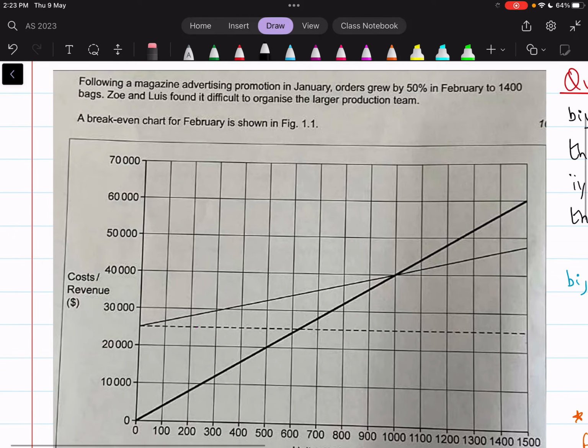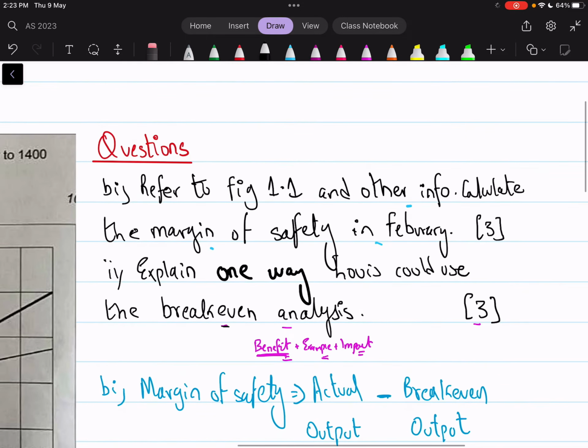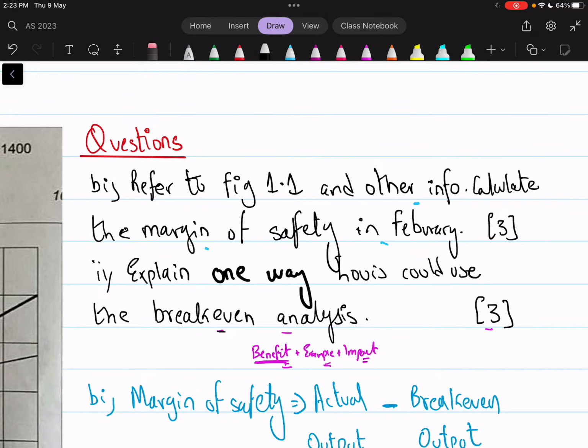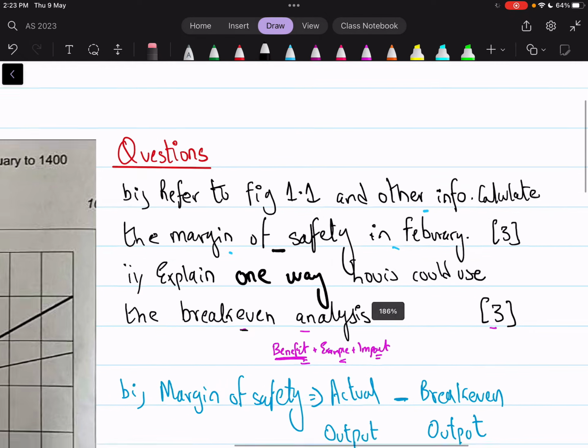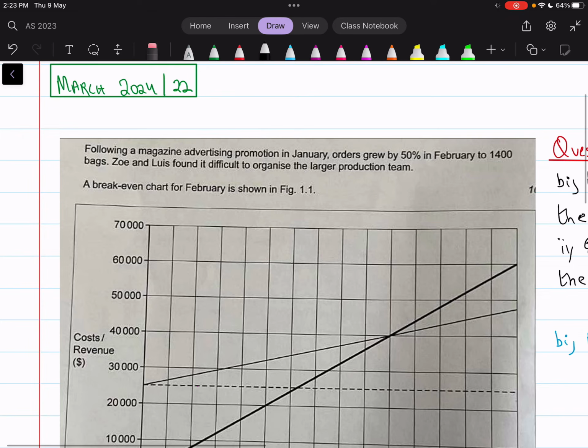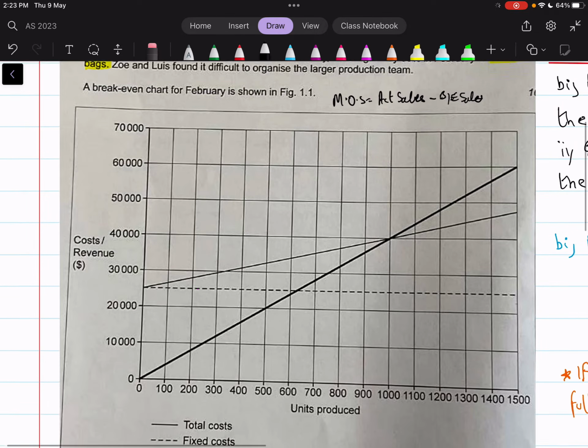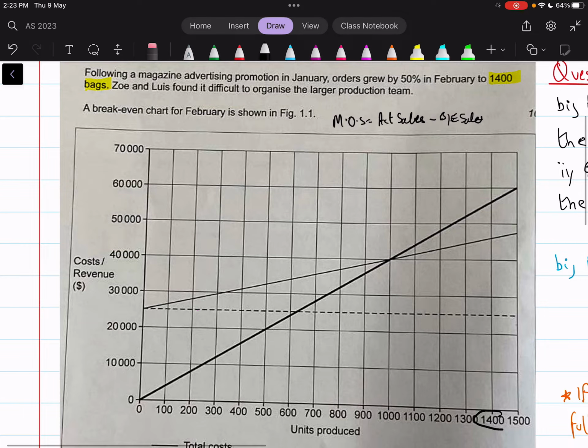Alright, so the first part asks you, refer to Figure 1.1 and other information, calculate the margin of safety in February. So you need to know what the formula for margin of safety is. So margin of safety is basically your actual sales minus your break-even sales. And you can see in this case, the actual sales have been given to you, which are 1400 bags. Alright, so actual sales lie here.